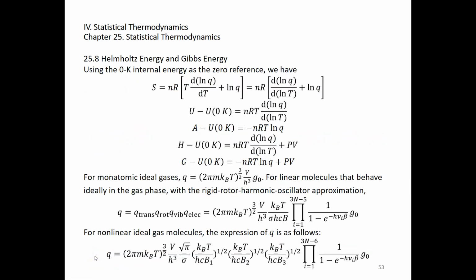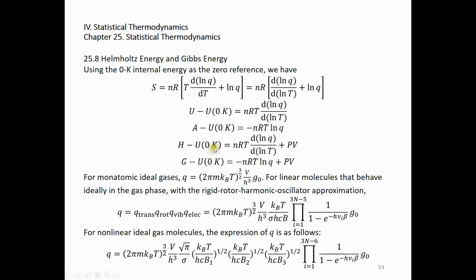Using the 0K internal energy as the 0 reference, we have these expressions, 5 of them. We have entropy, which is nR times the sum of two terms, d ln q over d ln T, and ln q. We also have U minus 0K internal energy is nRT times d ln q over d ln T. Helmholtz energy minus 0K internal energy is negative nRT times ln q.